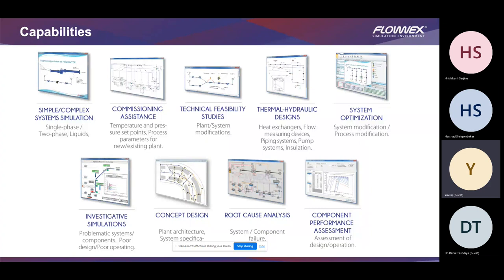Then we have investigative simulations, like if you want to determine a poor design or poor operating conditions, you can use Flownex. Then we have a concept design based upon the geometrical properties, the thermal resistance network, and conduction heat transfer. We'll be designing the entire thing like this. Then we have root cause analysis, like system component failure, to know where that component failure is occurring, which can be analyzed in Flownex. Then component performance assessment can be done by using various graphs.